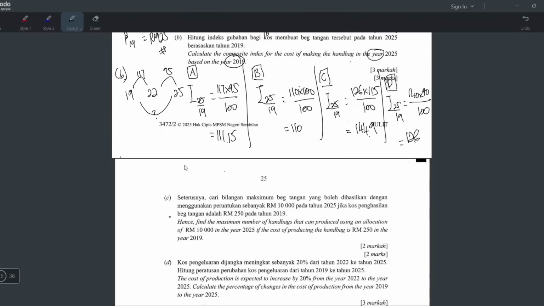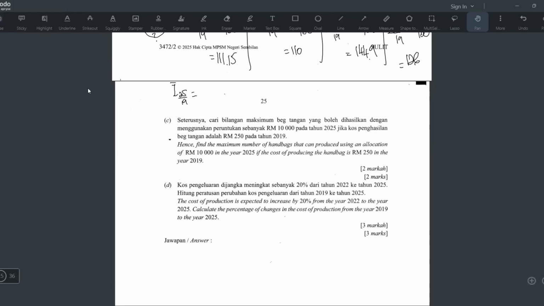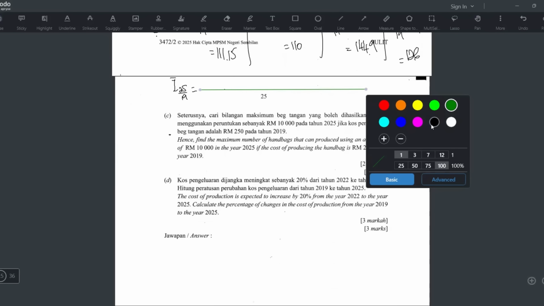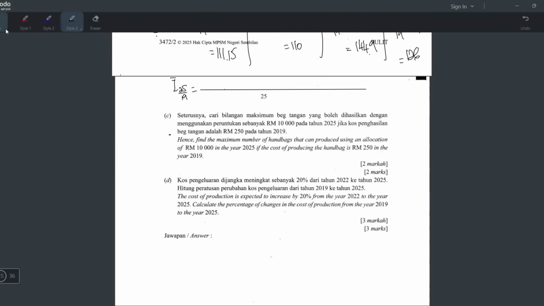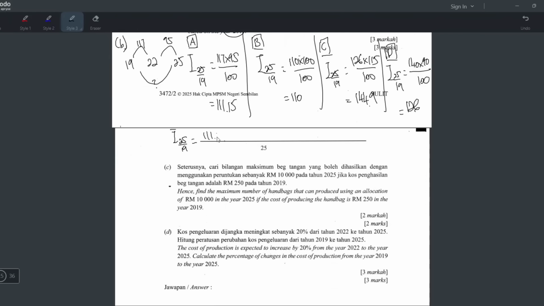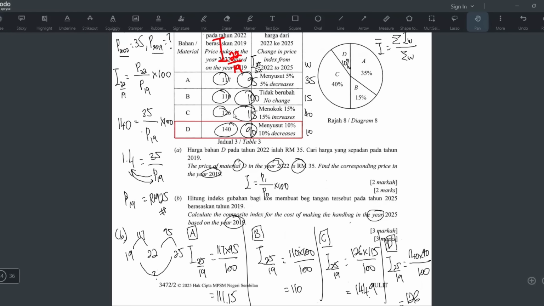So the composite index for 25 over 19 will be, now we can make one long line, and on top we can use the formula. So the formula is I times weightage, summed. So the I will be 111.15 times the A weightage, plus 110 times the B weightage, plus 144.9 times the C weightage, plus 126 times the D weightage. So now let's look back at what the weightage is.